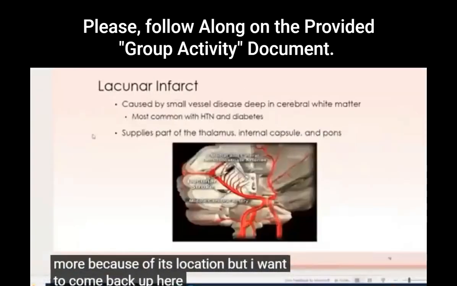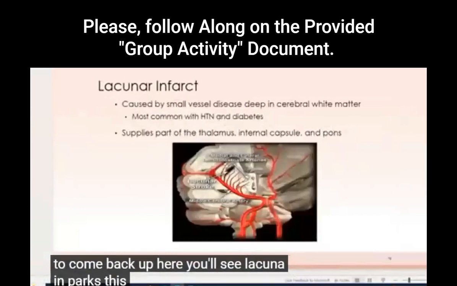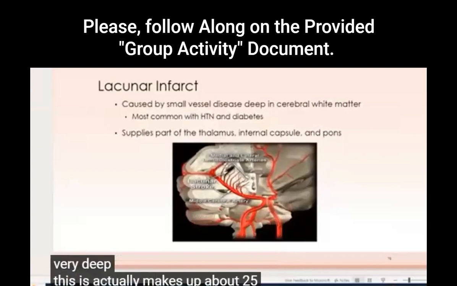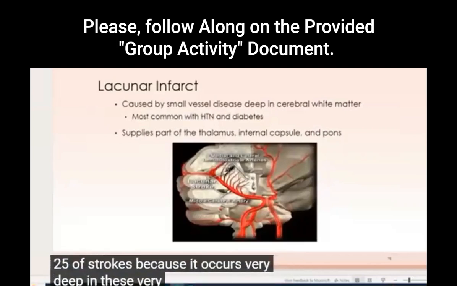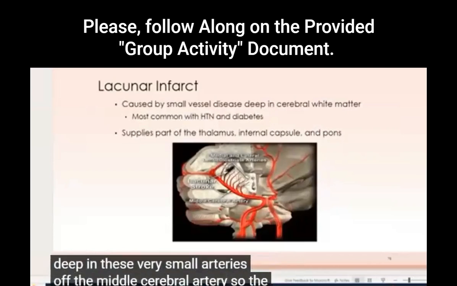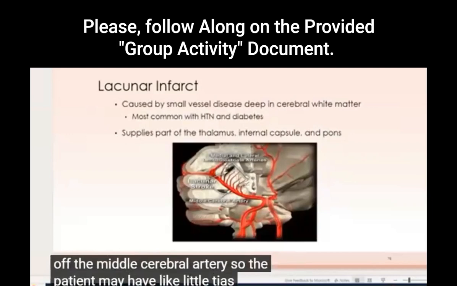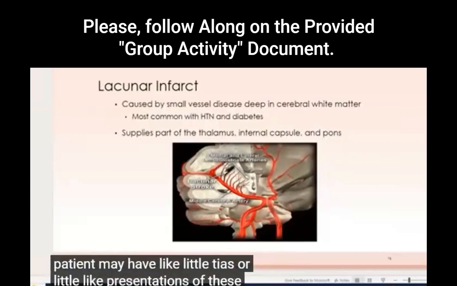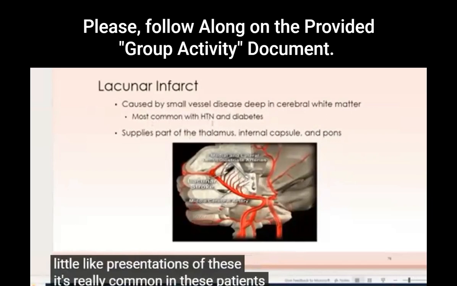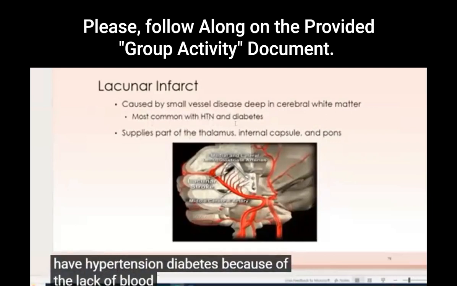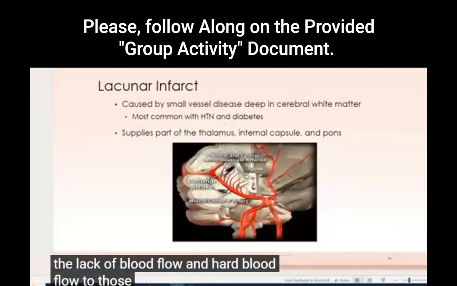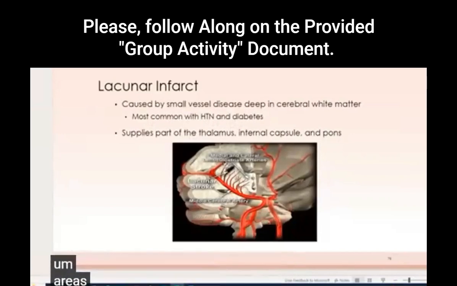But I want to come back up here. You'll see lacunar infarcts. This just means that it's very deep. This actually makes up about 15 to 25% of strokes because it occurs very deep in these very small arteries off the middle cerebral artery. So the patient may have little TIAs or little presentations of these. It's really common in patients who have hypertension and diabetes, because of the lack of blood flow and hard blood flow to those little smaller areas.